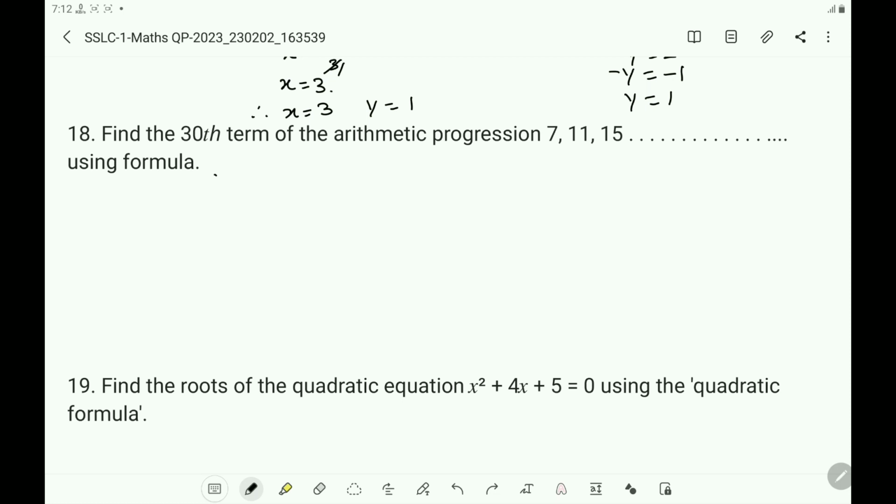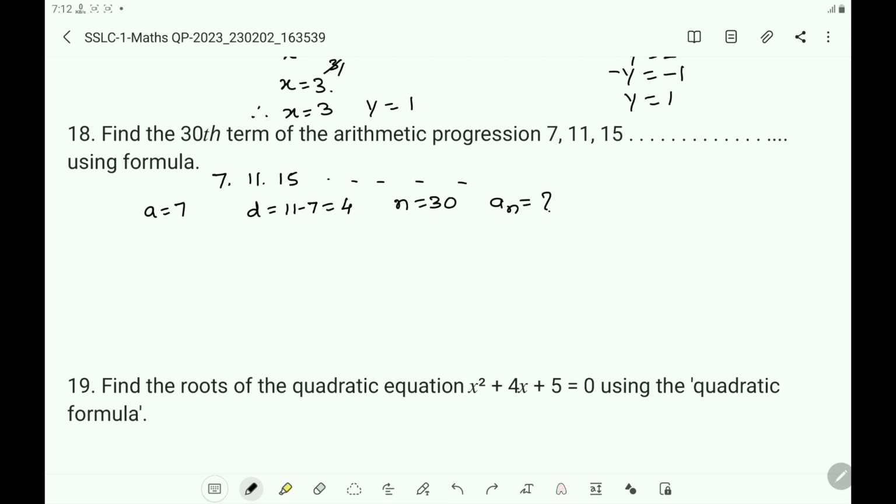So you write, first you write the AP 7, 11, 15, and so on. The first term a is equal to 7. Then d is the common difference. d means 11 minus 7, which is equal to 4. Then here which term we have to find out? 30th term. That is n equals 30 and an equals question mark. nth term is an. So n equals 30.